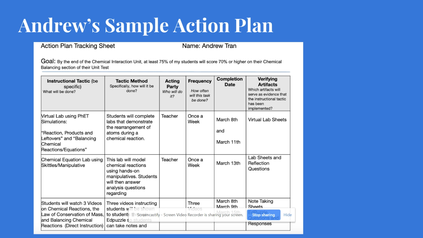This is Andrew's sample action plan. Andrew's goal was that by the end of his chemistry unit, chemical interaction unit, 75% of the students will score 70% or higher on the balancing section of the unit test. So we see here that he has 3 instructional tactics. This is not a full page, but just a quick snapshot of what he would use. Again, Andrew wants to use more virtual labs in his room to improve student understanding of chemical interactions.